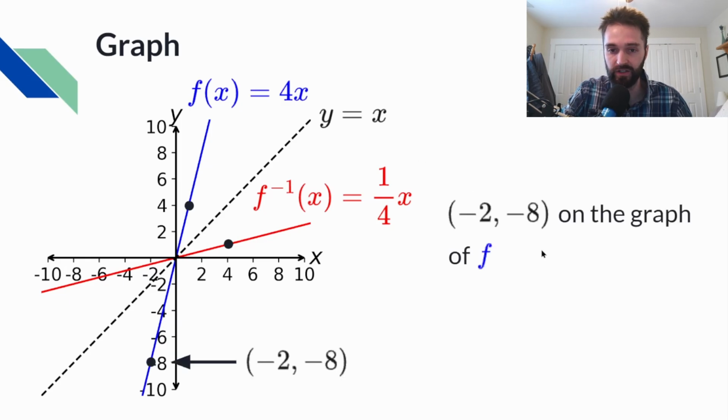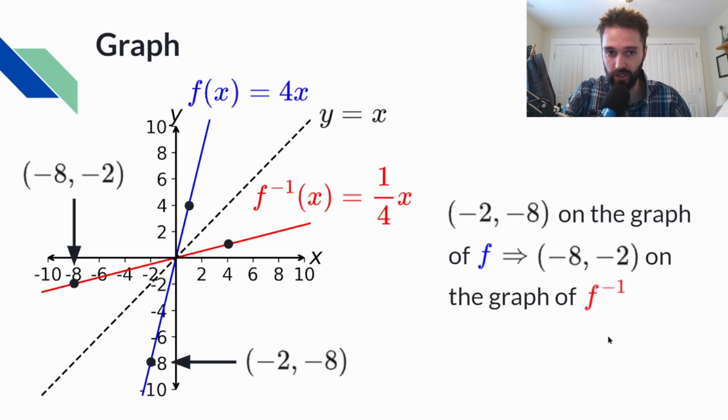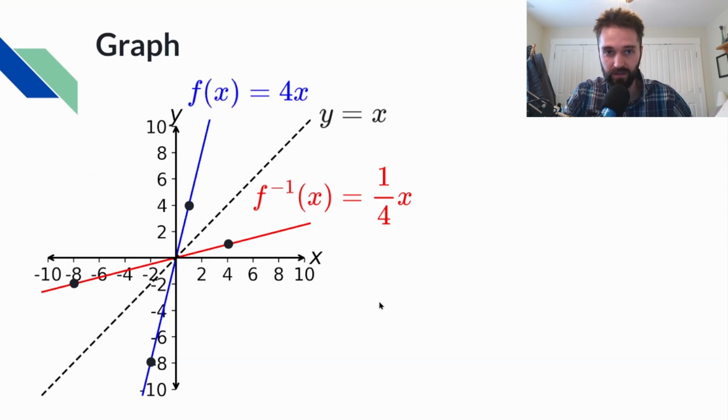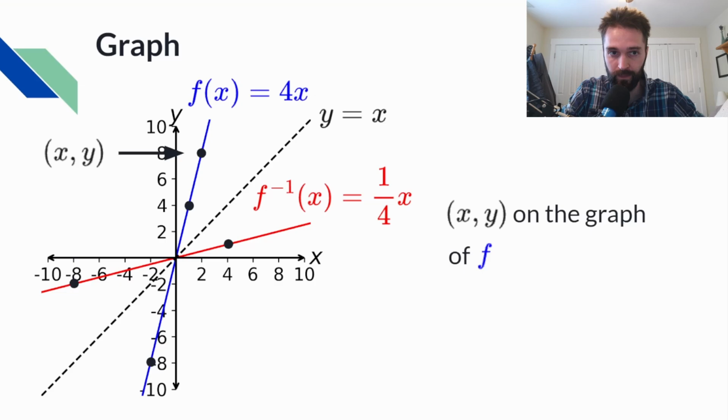-2, -8 is on the graph of f. So we swap this x and y value, and we say that -8, -2 is on the graph of f inverse. And here it is. Okay, these points are reflections across the line y equals x, and these points are reflections as well. That's what happens with inverse functions.